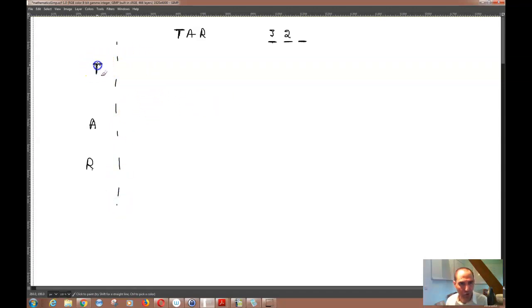Meaning that relative to this choice, I have 2 choices left, which are A and R. Relative to this choice, there are 2 choices left, which would be T and R. And relative to this choice, there are 2 choices left, which are T and A. So relative to each of these choices, there are 2 choices available to you. So now in total you have 3 choices over here, and relative to each of those, there are 2 choices available. That means in total you have 3 times 2 choices.